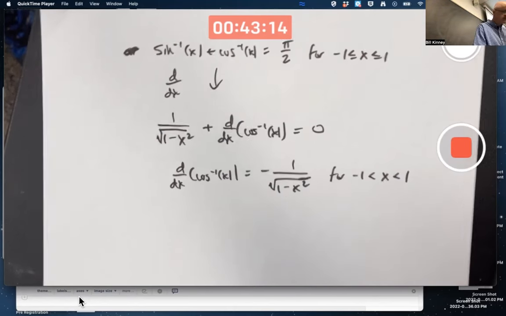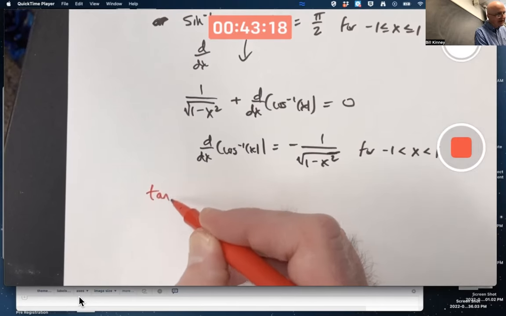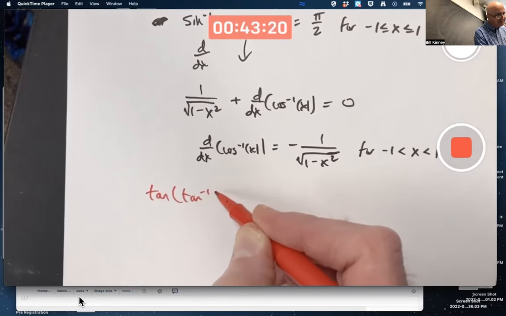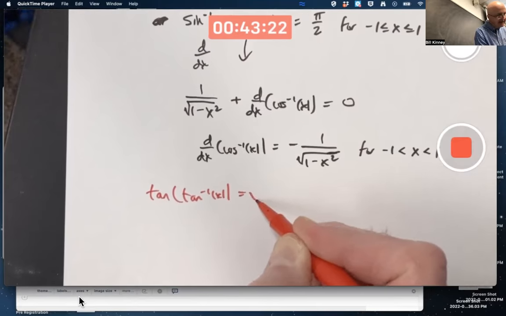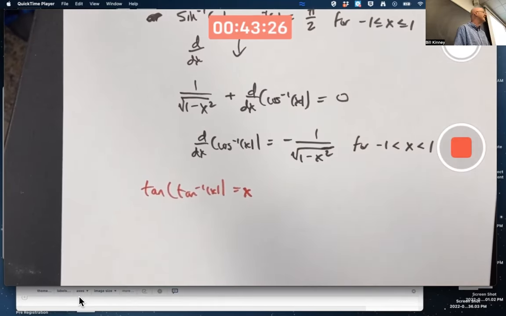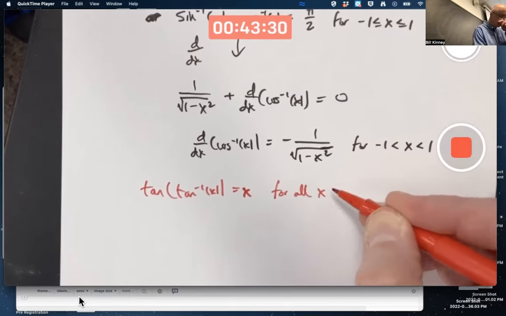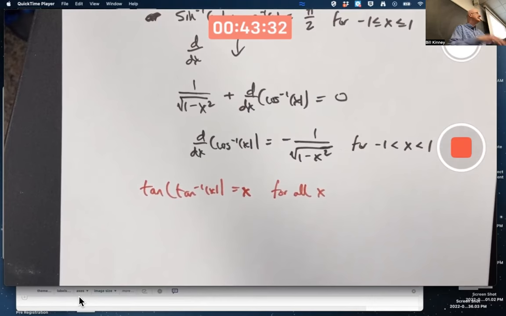What is the derivative of inverse tangent? Use the same kind of trick as before. Tangent of inverse tangent of x equals x. That's actually true for all values of x, amazingly. There's no restriction on x there. x can be anything. The graph of inverse tangent is actually defined for all x.